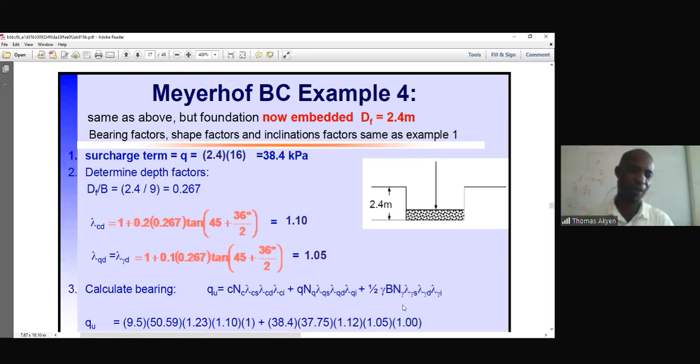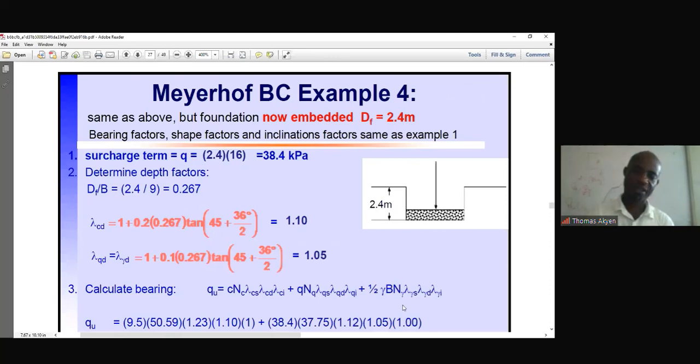After that, we will come to find the depth factors. We have to find lambda CD, and lambda CD will give us 1 plus 0.2. Then we slot in the formulas, and it gives us 1.10. Lambda QD will always give us the same; lambda QD is equal to lambda D, which gives us 1 plus 0.1. You also find the theta, the angle there, and that gives us 1.05.